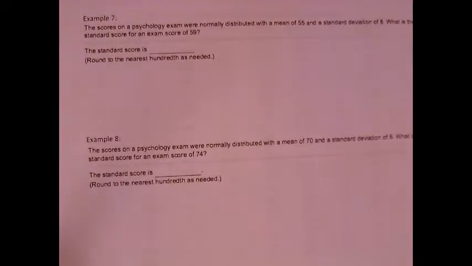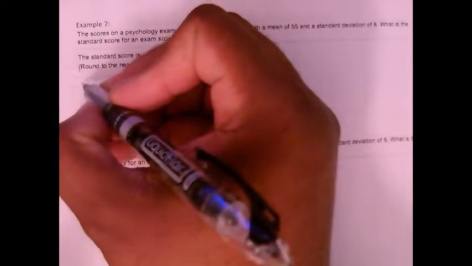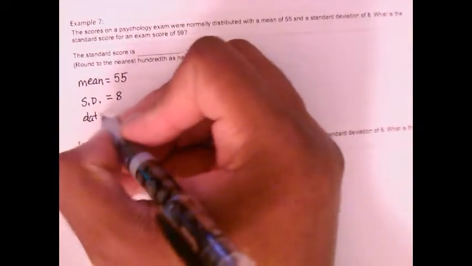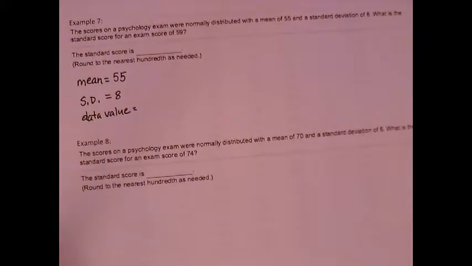Okay, here's another example. The scores on a psychology exam were normally distributed with a mean of 55 and a standard deviation of 8. What is the standard score for an exam score of 59? So here the mean was given to you as 55, and the standard deviation, I'm going to abbreviate this as SD, was 8. The data value is 59, because they want you to find the standard score for an exam score of 59.